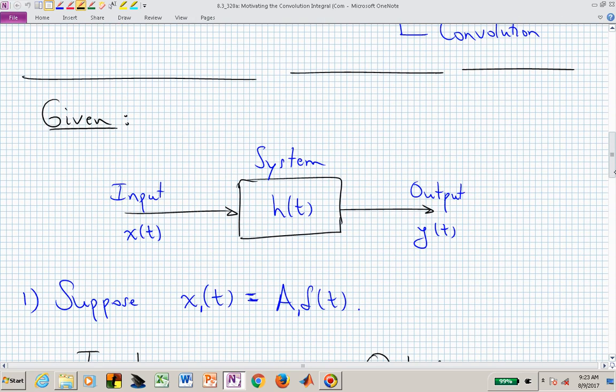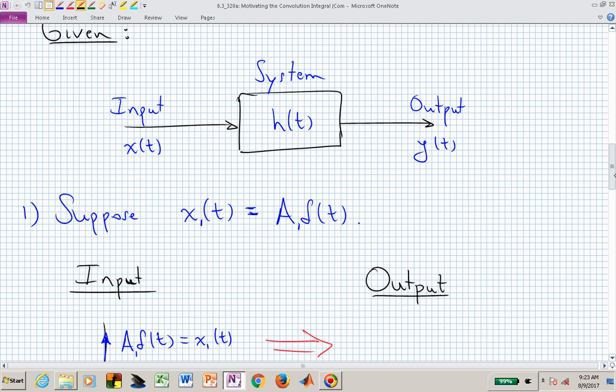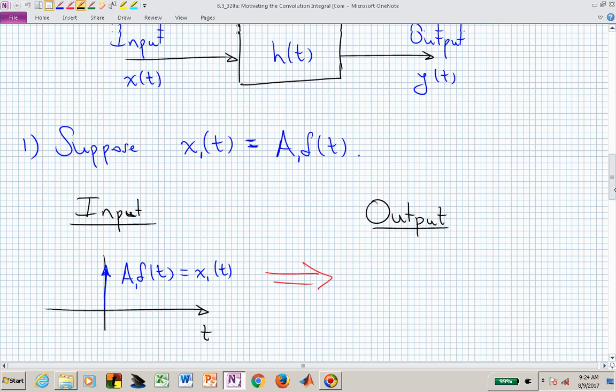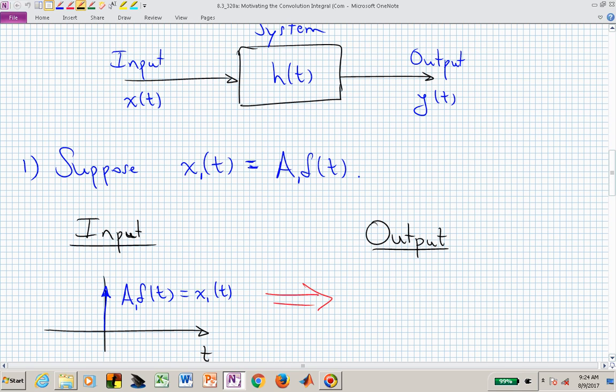So here we are. Here's our input. And now suppose that we look at a specific input waveform, and let's say that it's now a weighted impulse. Now, if we were to look at the area underneath x sub 1 of t, it would integrate to an area of a sub 1. We're just weighting or scaling the input waveform, which is an impulse function, with a weighting of a value of a sub 1.